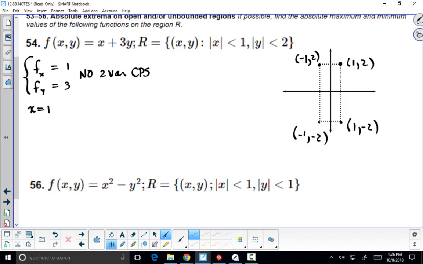So first one, let's go counterclockwise again. We'll start with x equals 1. So that's our first boundary curve. We plug that into our function, so that creates a function of just y. When we plug in x equals 1, we get 3y plus 1, or 1 plus 3y. Take its derivative, f prime of y will be 3. Does that have any 1 variable critical points? None, because that's never 0. So that means there are no 1 variable critical points on this right edge.